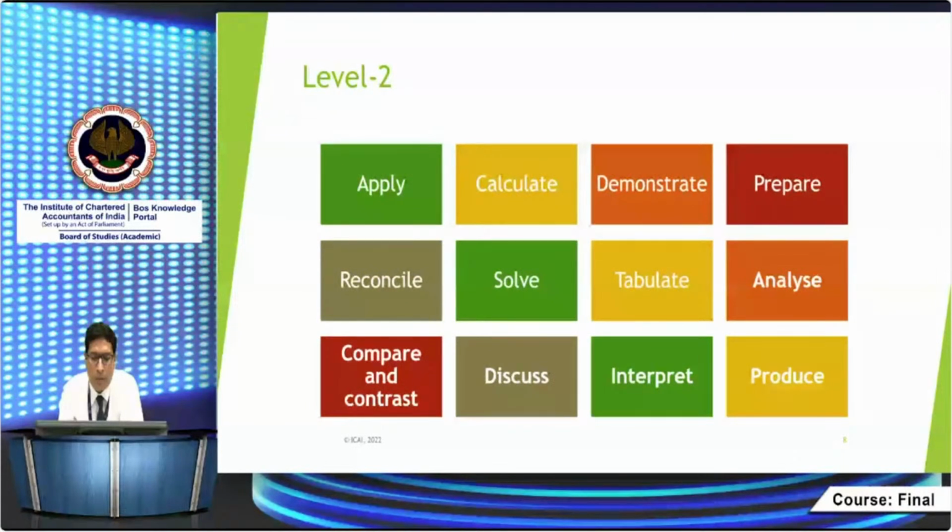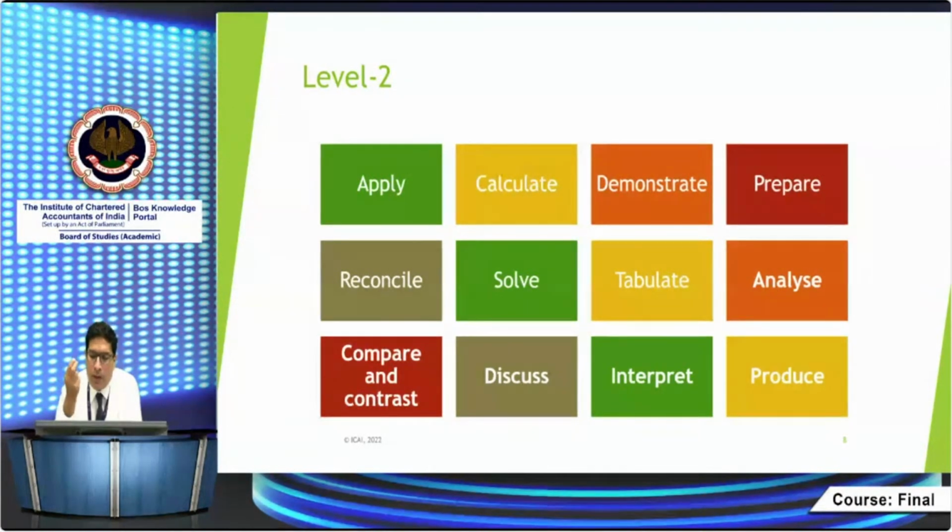Apply is simply applying the facts, rules, concepts, and ideas. This is not simply talking about theories. It is here you have to apply the basic concepts, basic formula in your decision making area. Calculate is simply calculation. Demonstrate. Here you need to show something which is correct by giving proof.